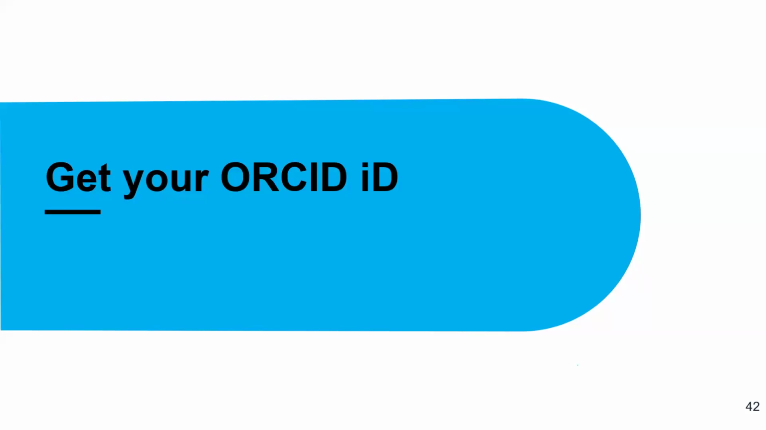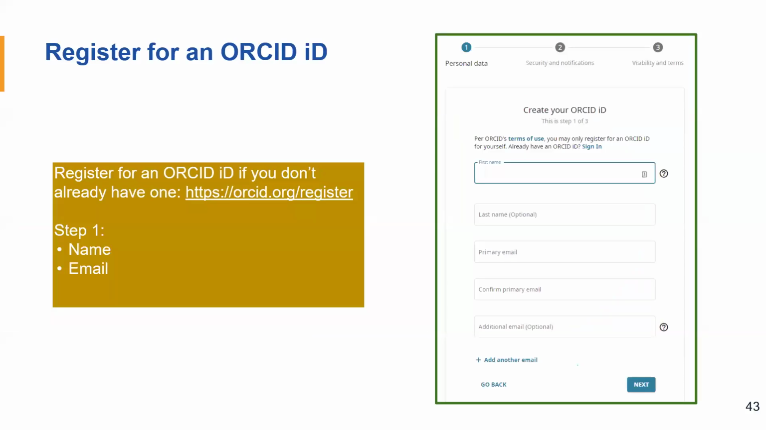So now that you know what ORCID is and how it can benefit you, it's time to get your own ORCID ID, if you don't already have one. If you don't have an ORCID ID yet, or if you don't remember whether or not you have an ORCID ID, go to orcid.org/register. On the first screen, you will input your first name.